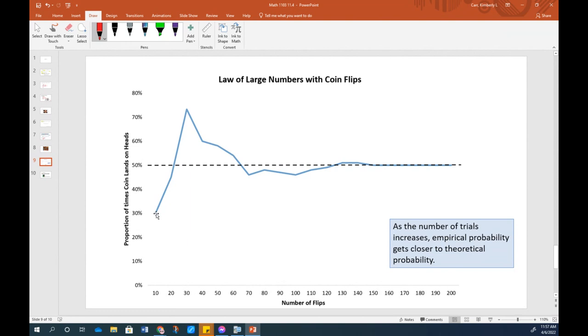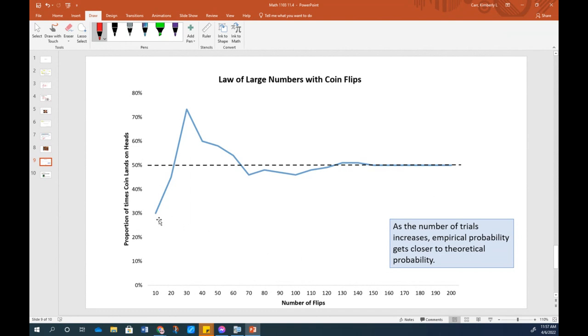When you very first start a class, your very first grade will either be high or low. As you do a few grades it moves around, but as we get lots and lots of grades in there, it levels out to a particular average. So the more flips we have, the more it starts to level out at that 50%. And so that's the law of large numbers at work.